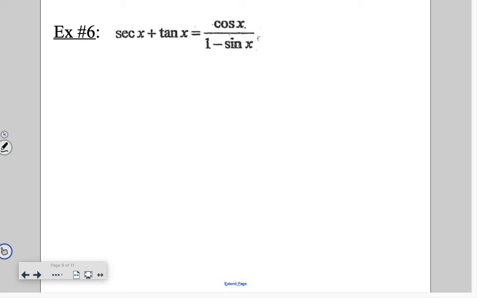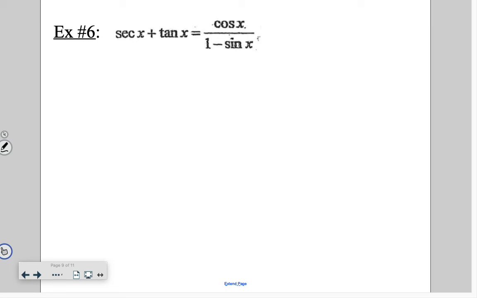All right, so if we take a look at this one. First question already came up. Which side do we work with? The harder side. This one's a little bit more difficult to figure out which one is the harder side. So if you're not quite sure, just pick a side and start working on it. Okay? Sometimes it's obvious, sometimes it's not.